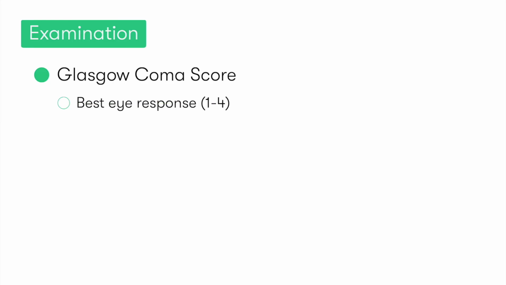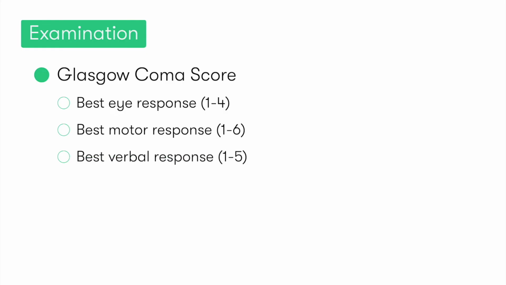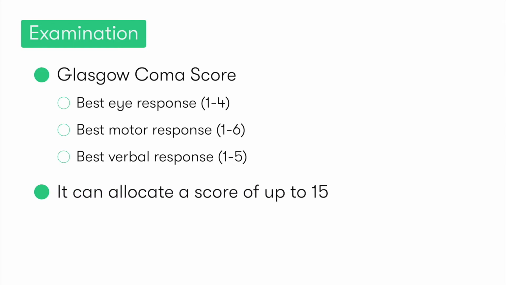As well as undertaking a full neurological examination, the most commonly used immediate assessment for a traumatic brain injury patient is the Glasgow Coma Scale, or GCS. This consists of three components: assessing the patient's best eye-opening response, their best motor response, and also their best verbal response. And by assessing and giving a score for each of these three criteria, it allows us to allocate a score of up to 15.